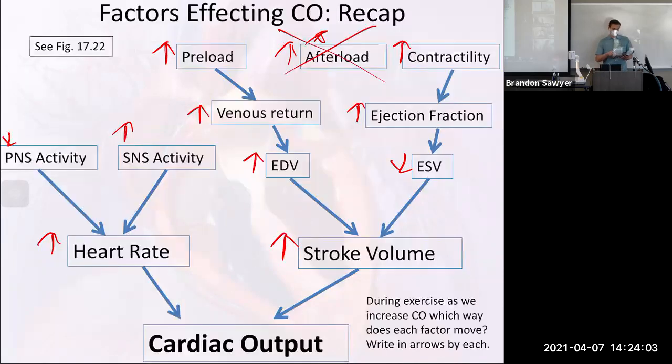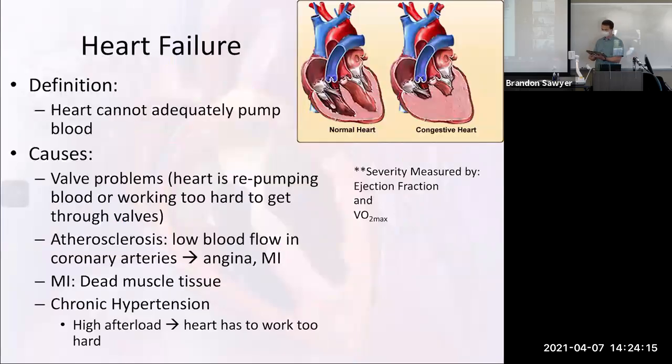Okay, questions on that? All right, everybody got this? Good. Okay. All right, so let's look at these last couple slides here.